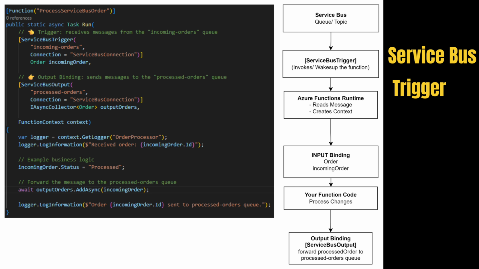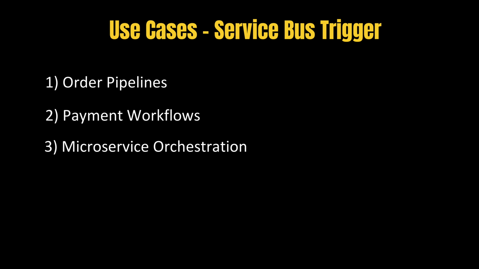You write your logic over here, custom processing logic, business logic, whatever logic, and that is the function code. Then you specify the output binding where the processed order in this case has to land. So in this case, it's again landing in a different queue of a different Service Bus specified by this particular connection. So that's how a Service Bus trigger is handled by the Azure runtime. Now, what are the use cases of the Service Bus trigger? Order pipelines, payment workflows, microservice orchestration, etc.